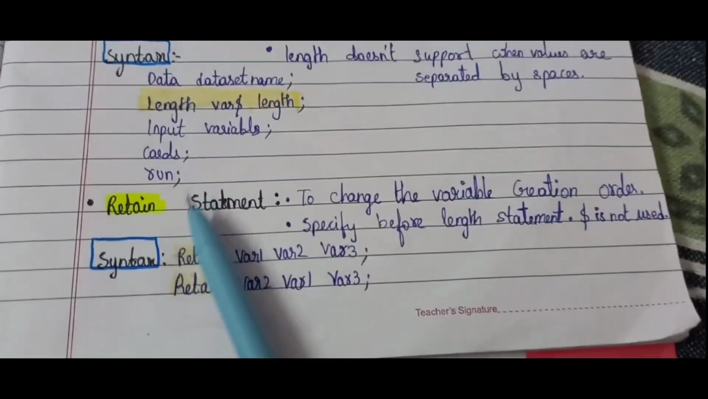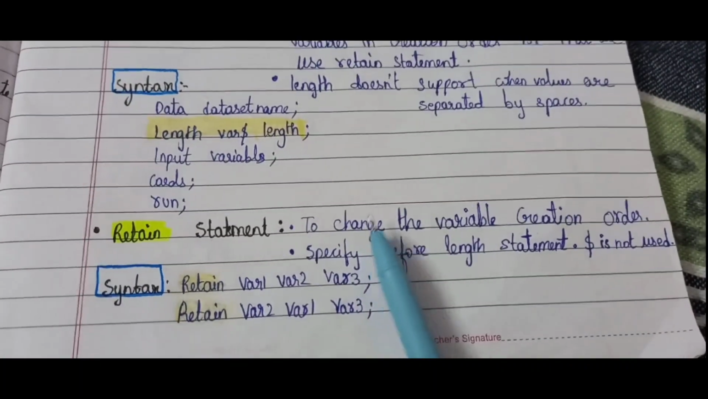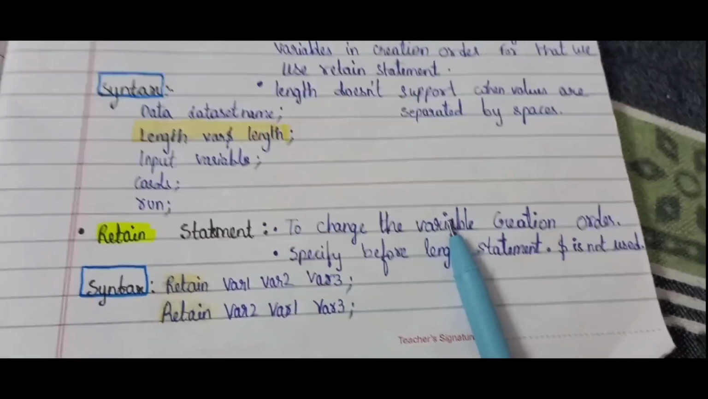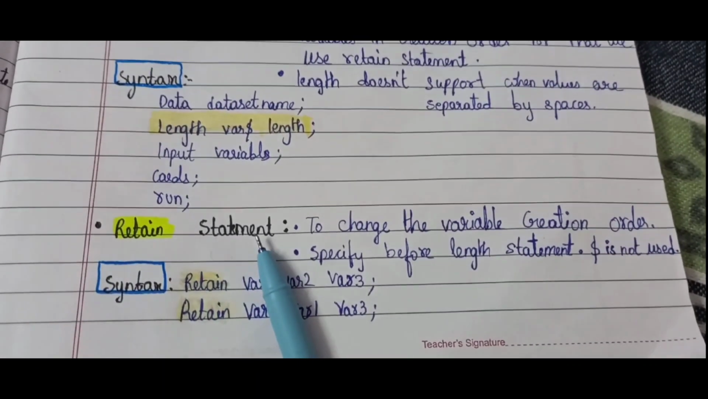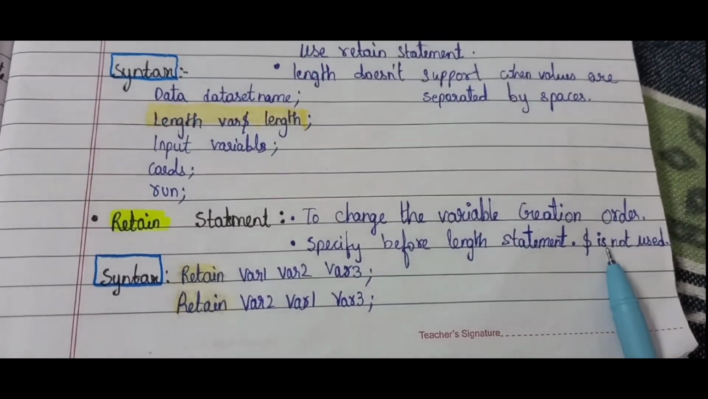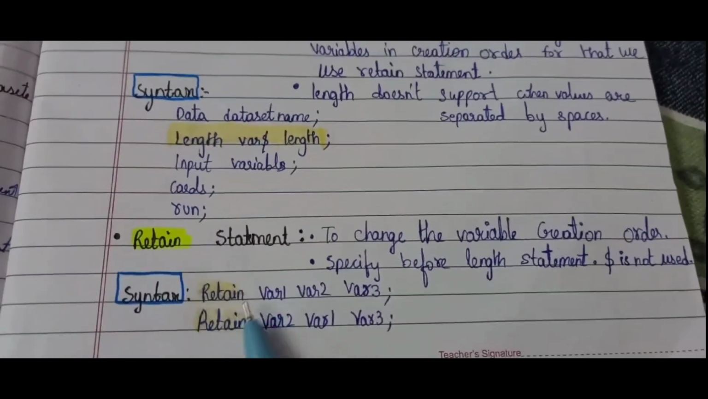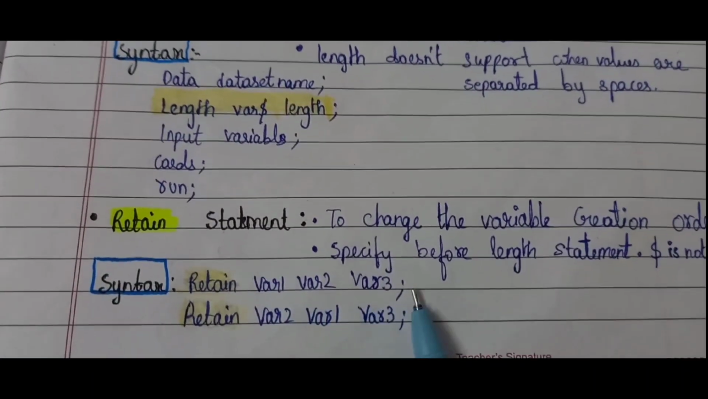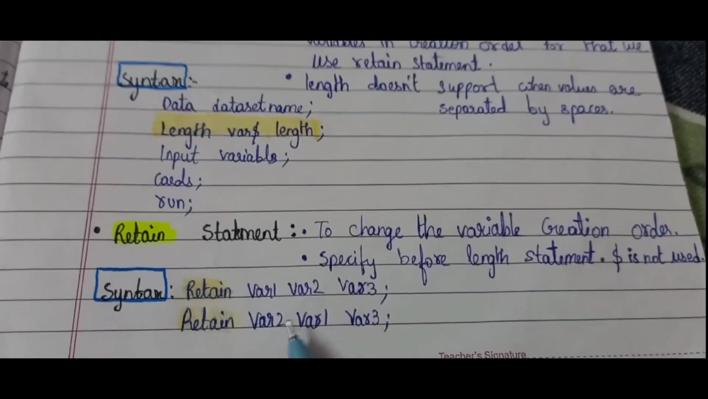Next is the retain statement. It is used to change the variable creation order. It is specified before the length statement, and we will not use the $ sign in it. So retain var1, var2, var3 semicolon. In this way you can do it.